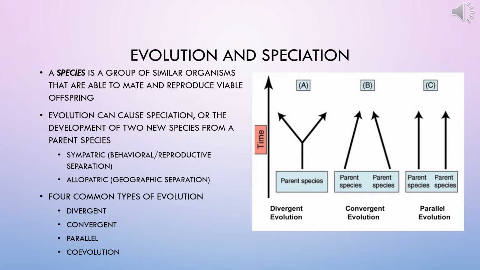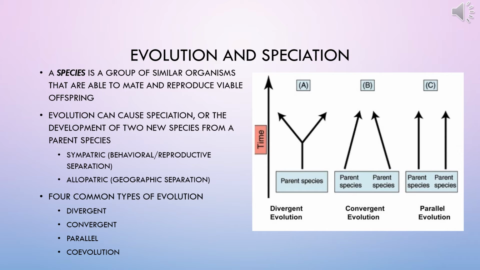But when a species produces viable offspring, you can get this process of evolutionary speciation, or the development of 1 or 2 new species from a parent species. Speciation occurs typically in one of 2 ways. Through sympatric speciation, which is behavioral or reproductive separation, when members of the same species begin to behave differently, such as being awake at different times of the day, or are genetically incapable of reproducing.